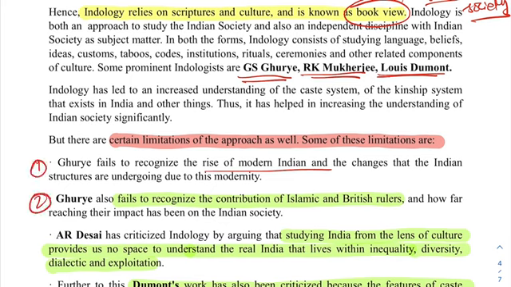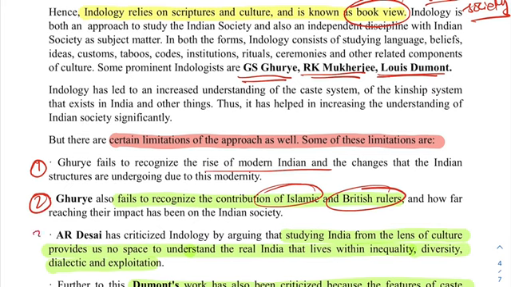Second thing, these Indologists, for example, G.S. Ghurye and Louis Dumont, were primarily focusing on the texts of Hindu religion, because for them Indian society is a Hindu society. So somewhere they ignored the contribution of Islamic and British rulers. This is how the second limitation of Indology emerged.